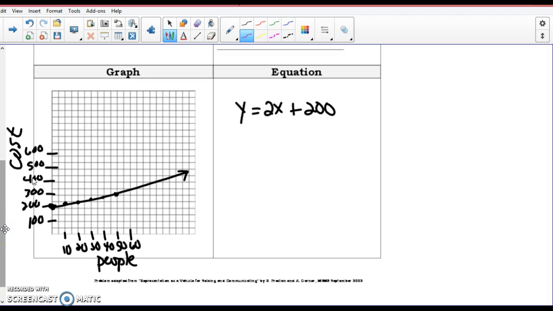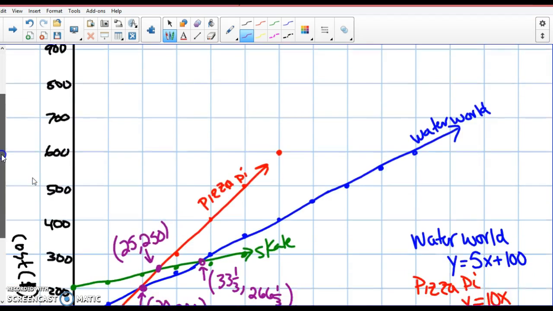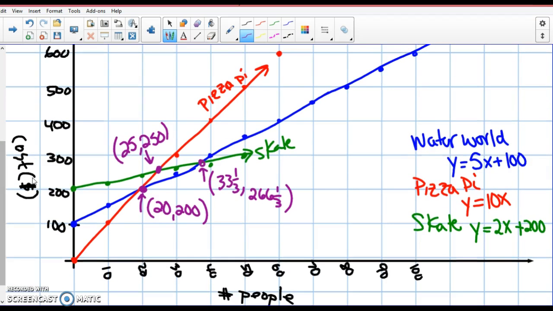Now, I used colors, which makes it easiest to see. So Waterworld, y equals 5x plus 100, is in blue. Pizza Pie, y equals 10x, I put in red. And Skate Till Late, y equals 2x plus 200, I put in green. Here it is.